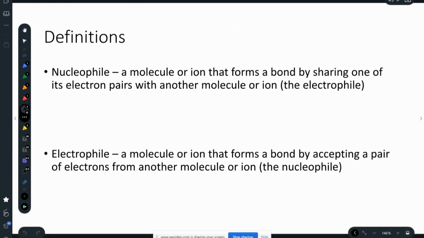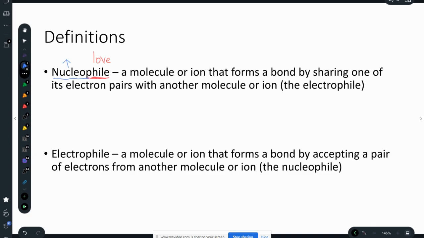So when I say the words nucleophile and electrophile, break them down. When you see this ending phile, what does that generally mean? It loves things. So a nucleophile is something that loves nuclei.